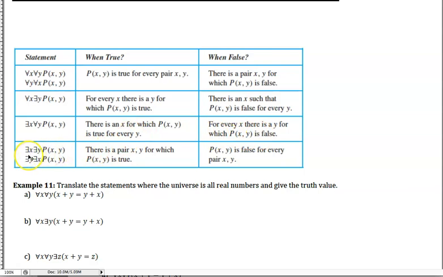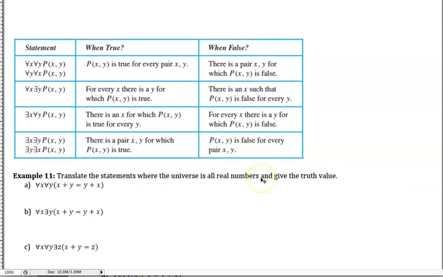All right. Now, with existentials together, the order doesn't matter. So there exists an x, there exists a y, you can switch the order, and they'll have the same meaning. So this says that there is a pair x, y for which P(x,y) is true. And if I negate it, then it says that P(x,y) is false for every pair x, y.